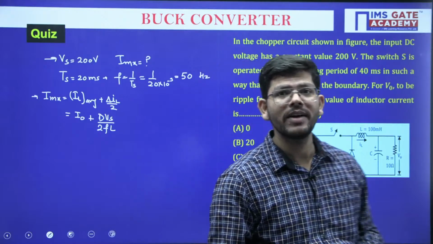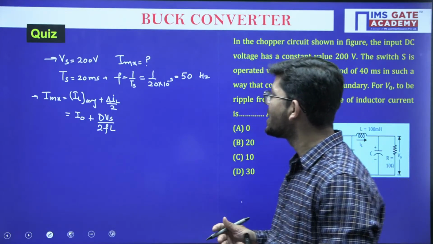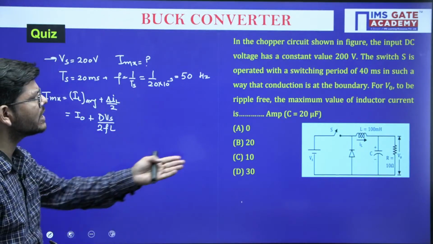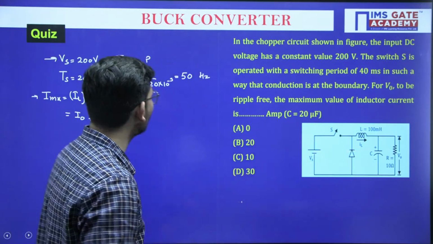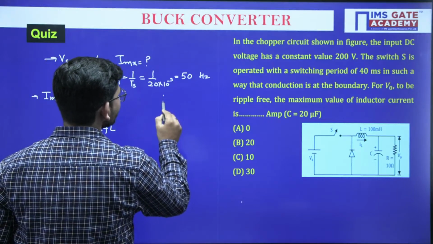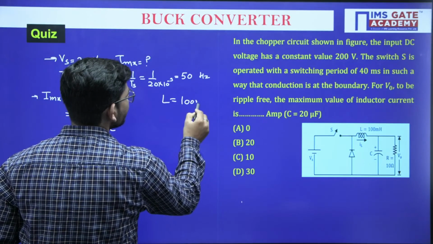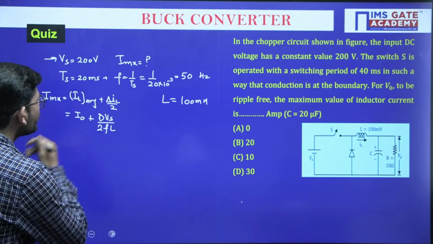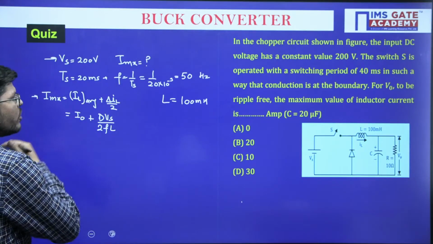That's absolutely fine. Okay, so what do we have to calculate here? Now frequency is known to us. Inductor is also given, 100 millihenry. Inductor is known. We don't know the value of D. We don't know the value of I naught.